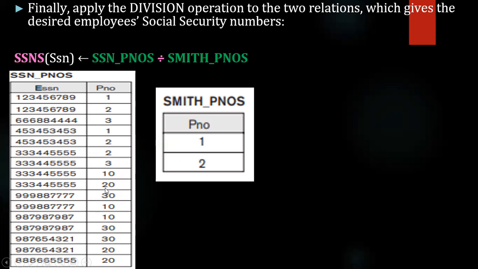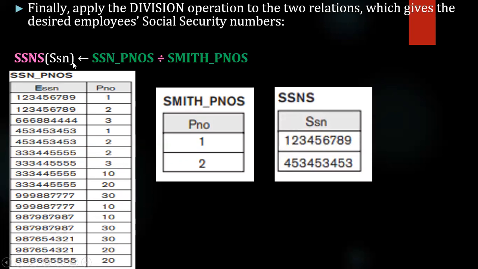Now if I see the project number column in SSN_P_numbers, there is no other project number which matches 1 and 2. So in the result, I will get only two ESSNs, 123456789 and 453. That is the result, and here we have created a new table with the name SSNS. The attribute name is SSN. So it is a renamed attribute.